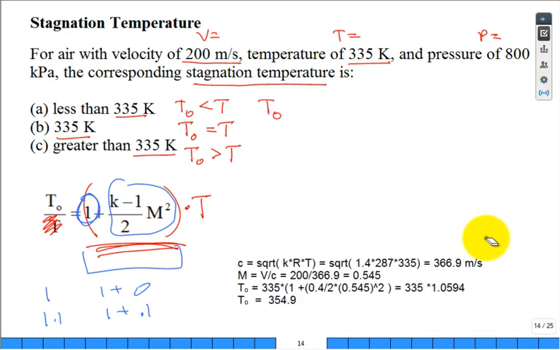I know some people are like, oh, I'm given this speed. I need to get the Mach number so I can compute this, put it in here. Well, here it is. There's the speed of sound. And yes, 200 divided by this gives you a Mach of 0.54. And then you throw it in here.